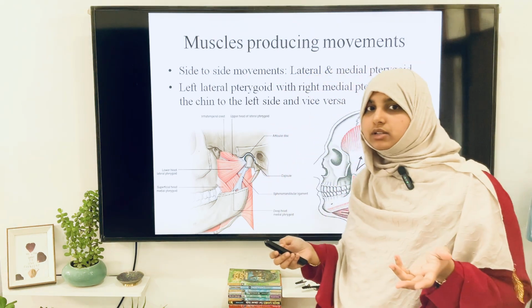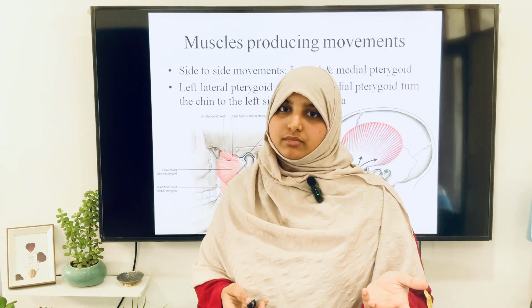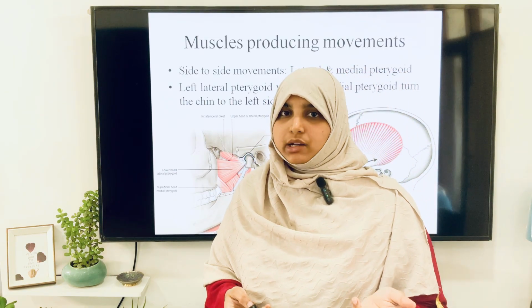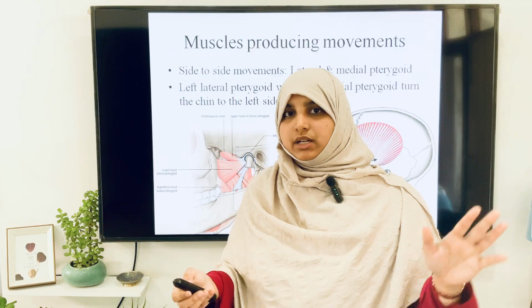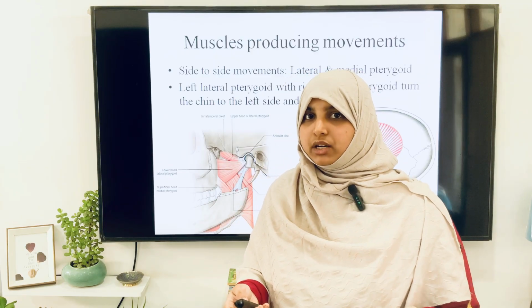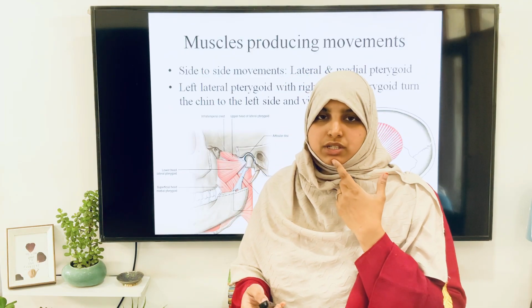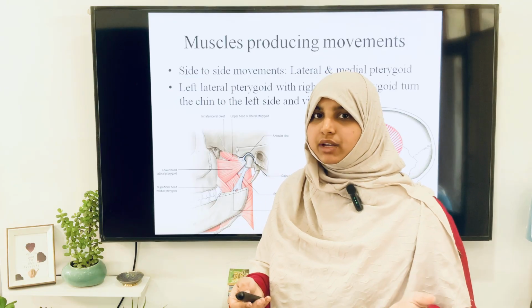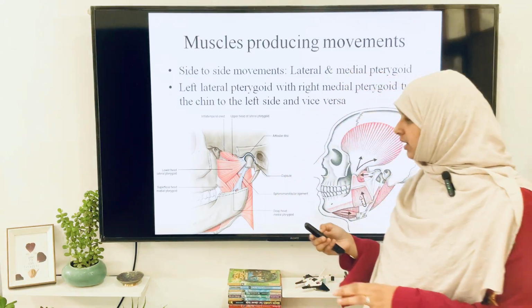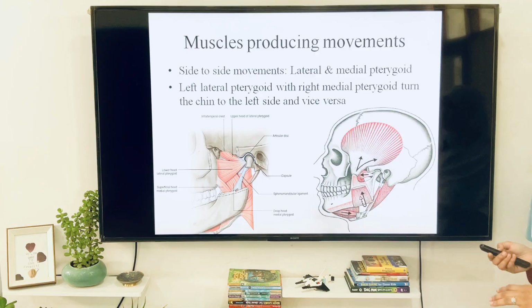As you know, the lateral pterygoid is supplied by which nerve? It is supplied by the mandibular division of the trigeminal nerve. All the masticatory muscles are supplied by the mandibular division of the trigeminal nerve, and this chin position can help you in identifying the intactness of those muscles. This is how the side to side movement happens.